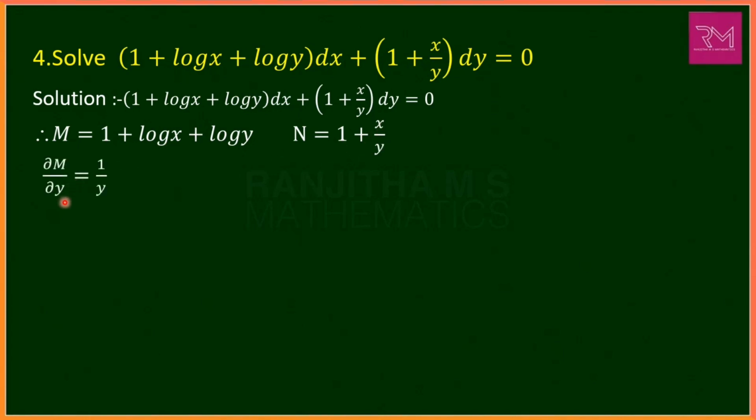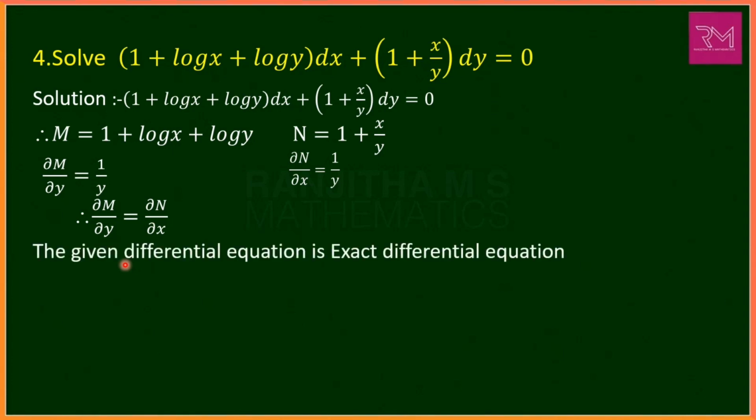Then find del M by del y, for which we partially differentiate M with respect to y. Here there is no y term, so no contribution there. Here we have log y. Differentiation of log y is 1 by y. That is our del M by del y. Similarly, del N by del x is, the differentiation of 1 is 0, plus x by y. Here 1 by y is constant, take it as it is, into differentiation of x, which is 1. Hence del N by del x is also equal to 1 by y. Therefore, del M by del y equals del N by del x. This implies the given differential equation is an exact differential equation.